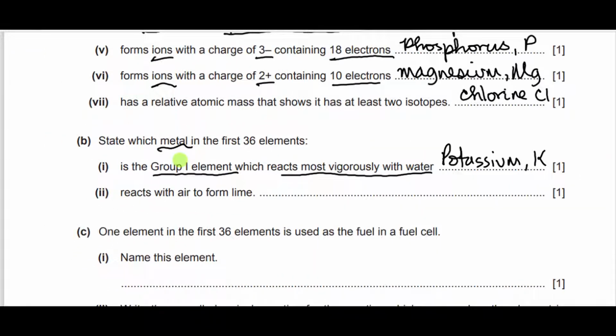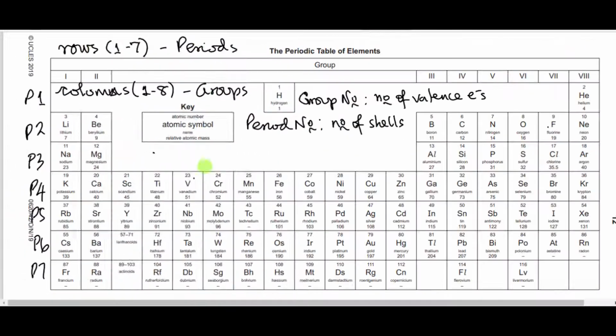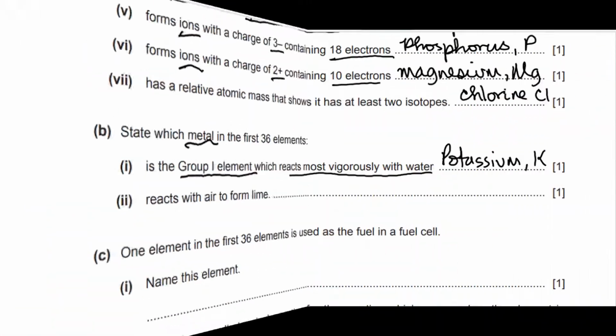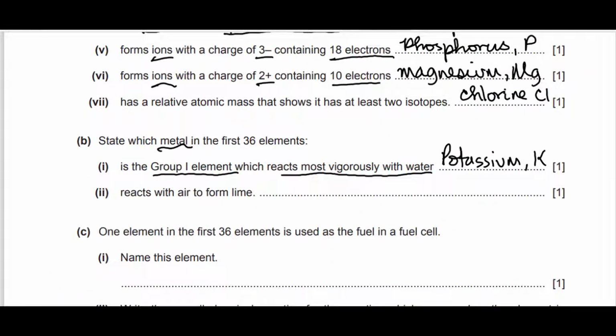Based on this question, our answer is potassium. So the next question says the metal that reacts with air to form lime, based on our reference. So when you say lime, the first thing that will come to your mind is calcium in chemistry.